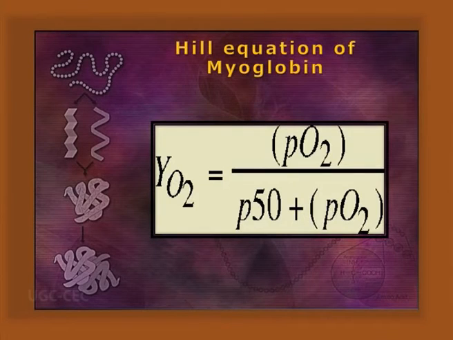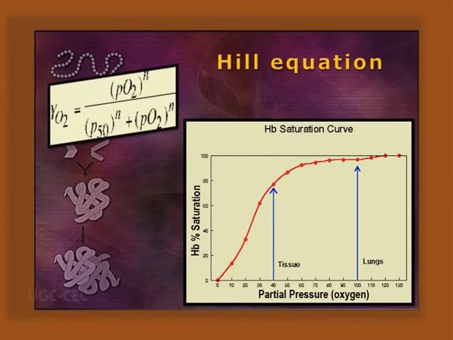Now the Hill equation. In the case of myoglobin, YO2 is equal to the partial pressure of oxygen, PO2, divided by P50 plus PO2. But here in the Hill equation, YO2, the fractional saturation, will be equal to PO2 to the power n divided by P50 to the power n plus PO2 to the power n. n is the Hill coefficient that designates the degree of cooperativity, 1 for myoglobin, 3 for hemoglobin. And here we can follow the oxygen saturation curve as well.